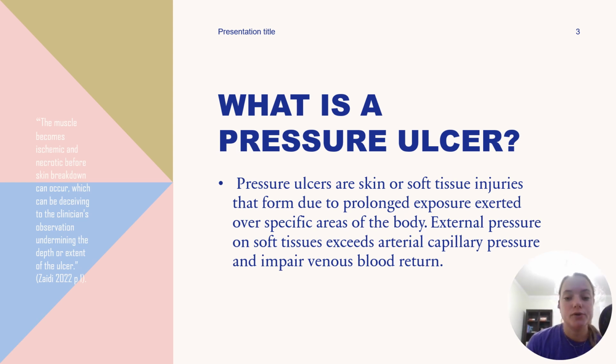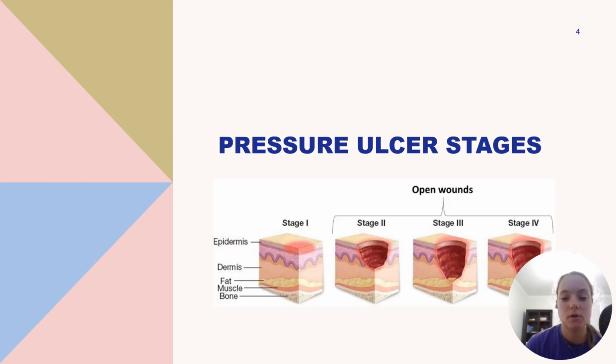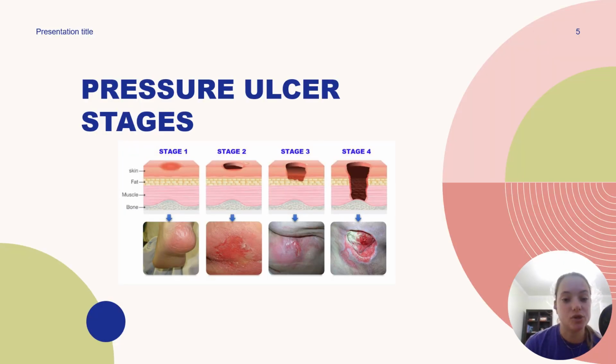So, pressure ulcers are skin or soft tissue injuries that form due to prolonged pressure exerted over specific areas of the body. Some of the pathophysiology behind that is that external pressure on soft tissue exceeds arterial capillary pressure and impairs venous blood return. So these are just some pictures of pressure ulcer stages, and these are pictures of pressure ulcer stages with real life examples.